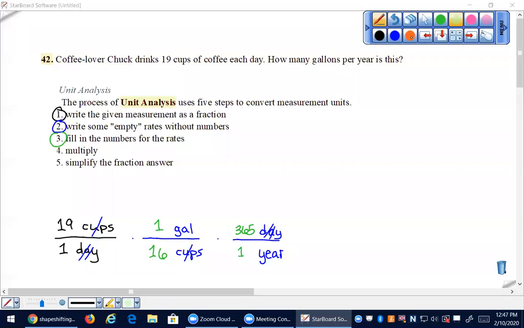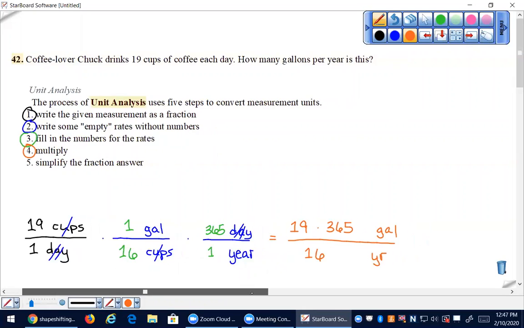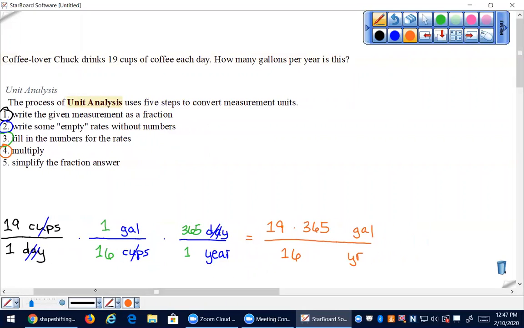Then I multiply across using different colors than I did. That's okay. So 19 times 365. Only gallons is left as a word. 16 times 1 times 1 is 16. Only years left as a word.